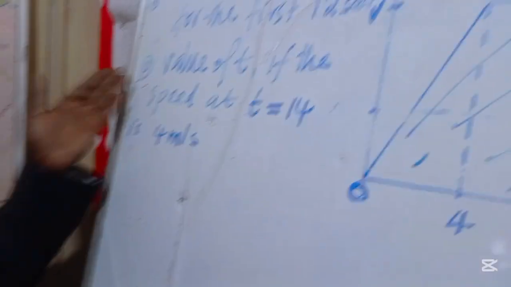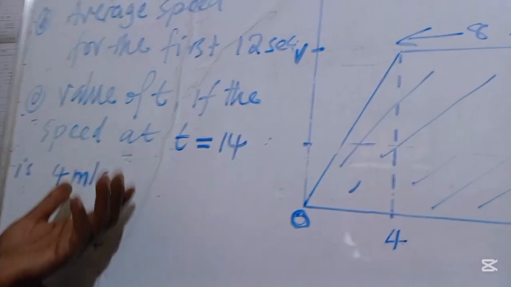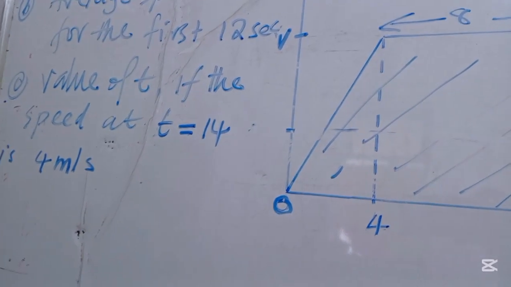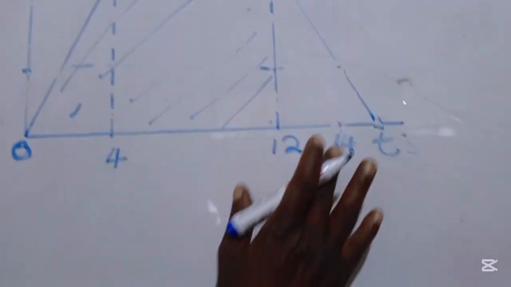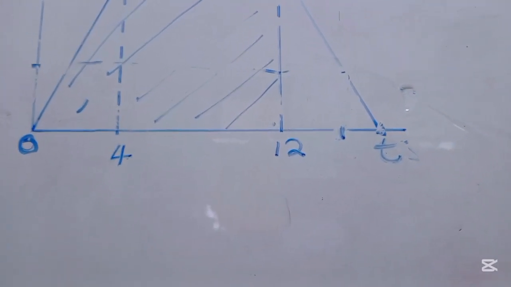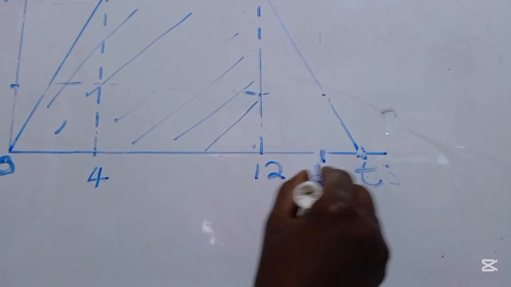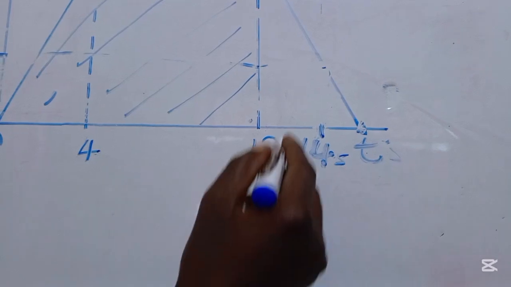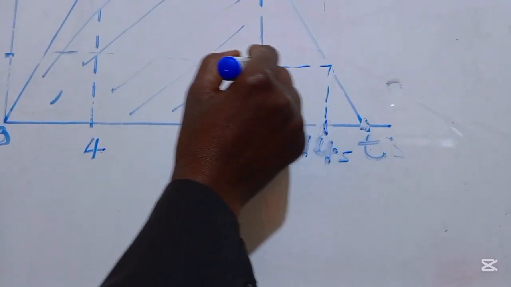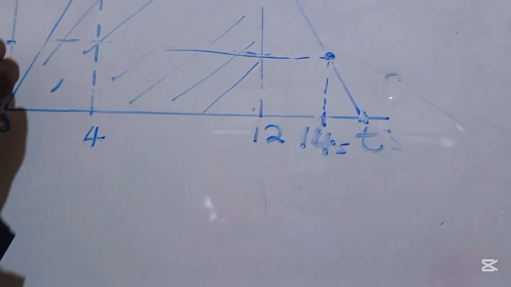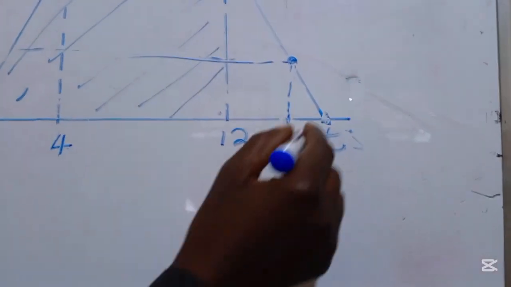Welcome back, viewers. We are looking at the 2023 last question, where they are asking us to find the value of t if the speed at t is equal to 14 and is 4 meters per second. Mind you, it means on your diagram you have to mark this 14. When t was 14, the speed there was 4 meters per second. That's the implication. So they're asking us to find the value of this t.